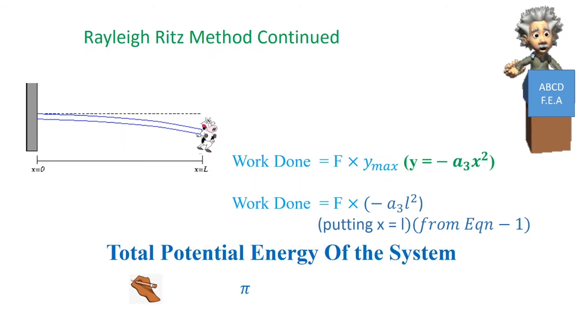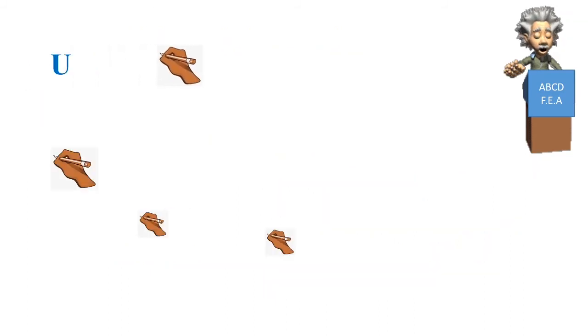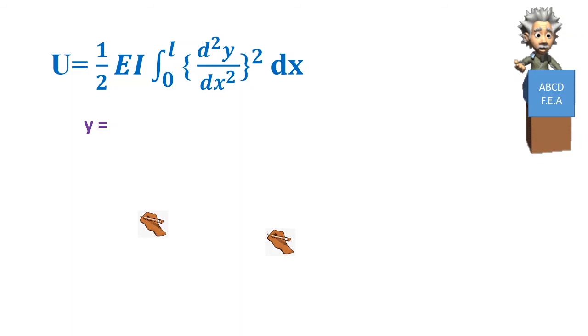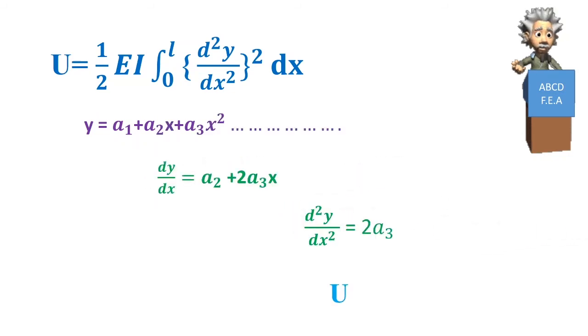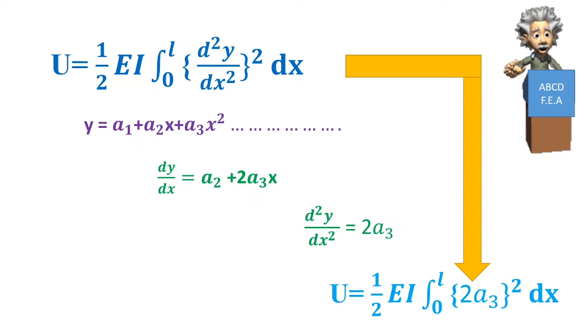The total potential energy of the system is equal to U minus W. U is the strain energy of the system and W is the external work done on the system. Now U, if we recall, the strain energy of the beam is given by half EI integrate 0 to L, where L is the total length of the system. Y is the trial function which we have assumed, and I will repeat the process to differentiate it. First derivative of y is A2 plus 2A3x, then the second derivative is equal to 2A3, and we will try to put the value in the system of our strain energy.